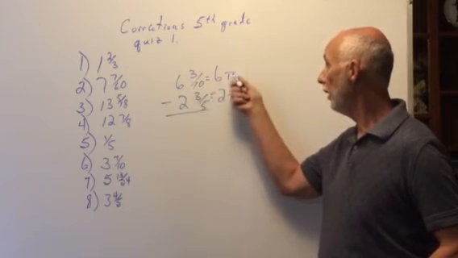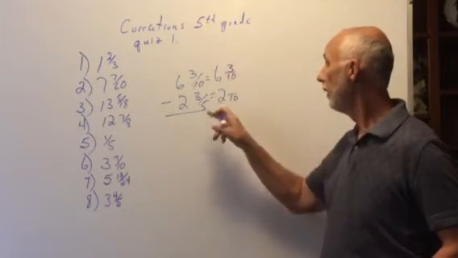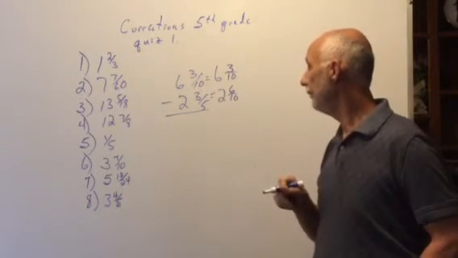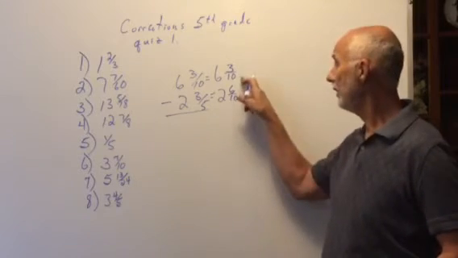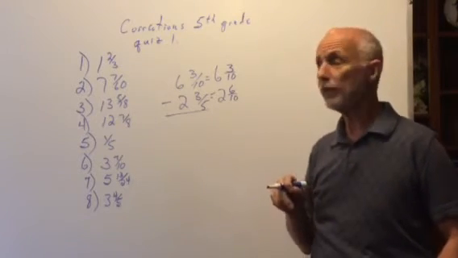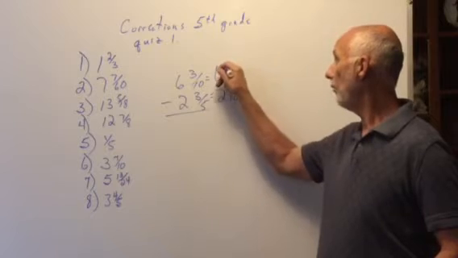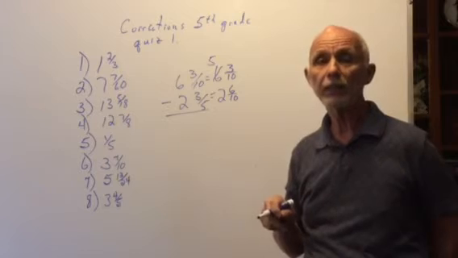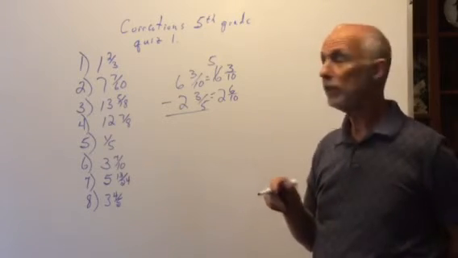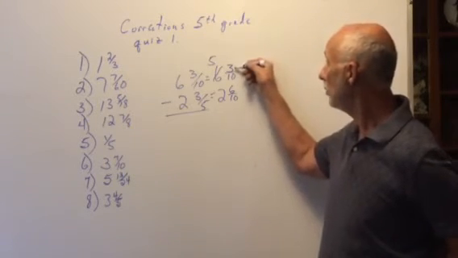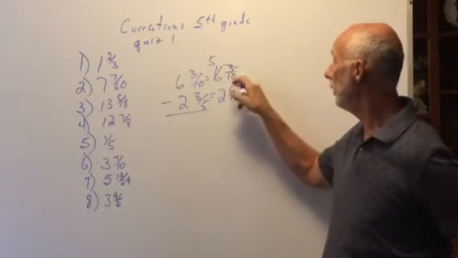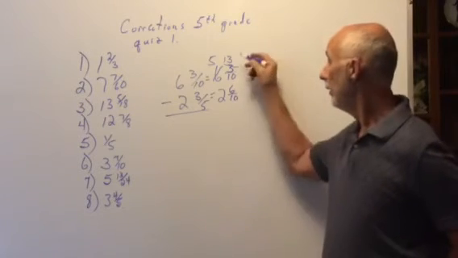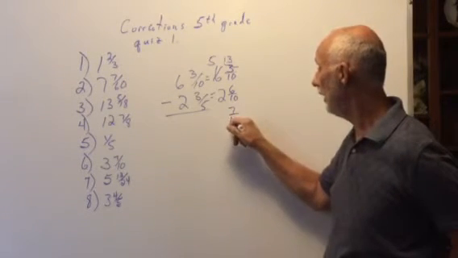10 goes into 10 1 time, times 3 is 3. 5 goes into 10 twice. 2 times 3 is 6. Again, I can't take 6 away from 3 because 6 is bigger than 3, so I have to borrow. I borrow from the 6 and make it a 5. And then here's the thing that some of you forgot how to do. To get your new numerator, add your denominator plus your numerator. 10 plus 3 is 13. Now I can subtract. 13 minus 6 is 7 over 10.